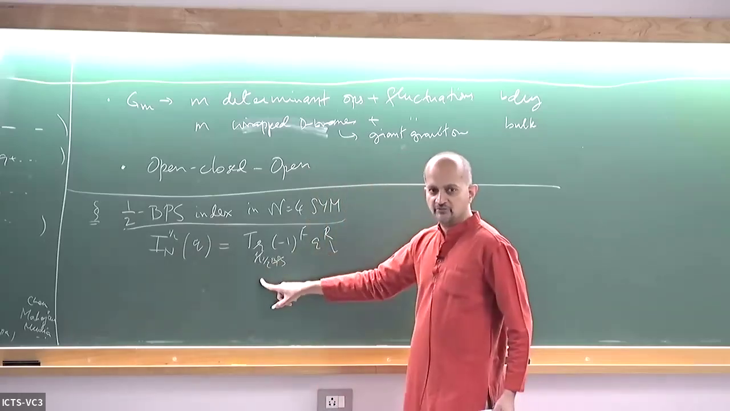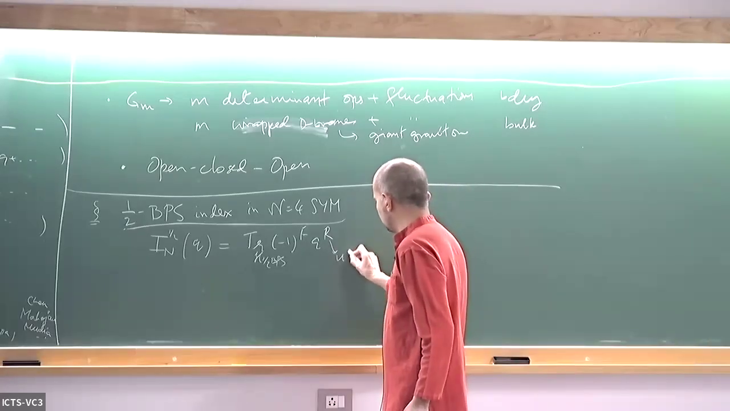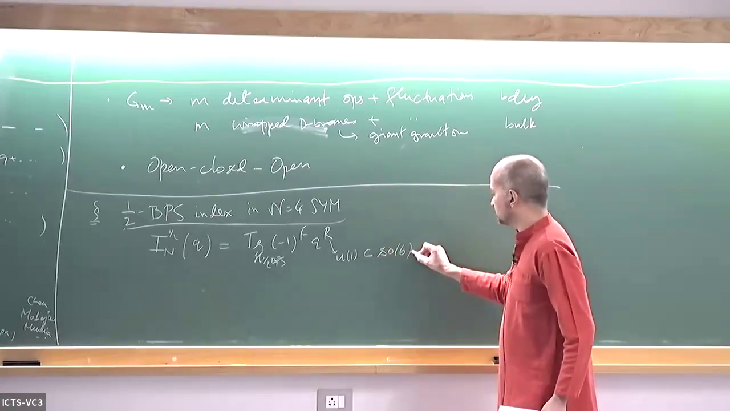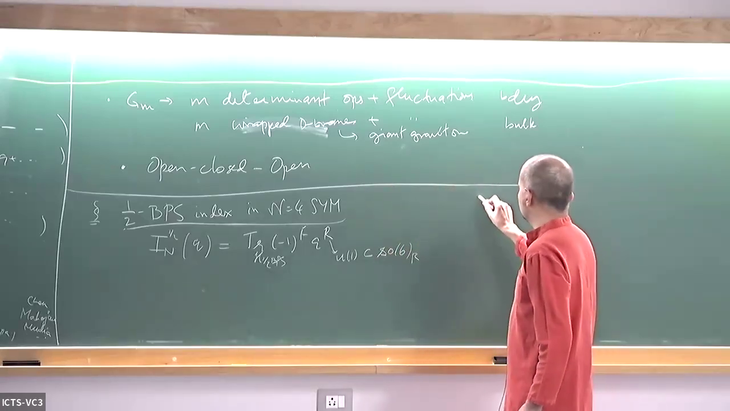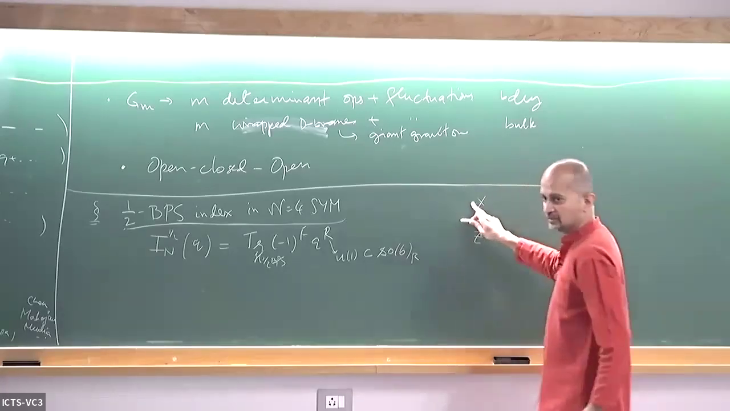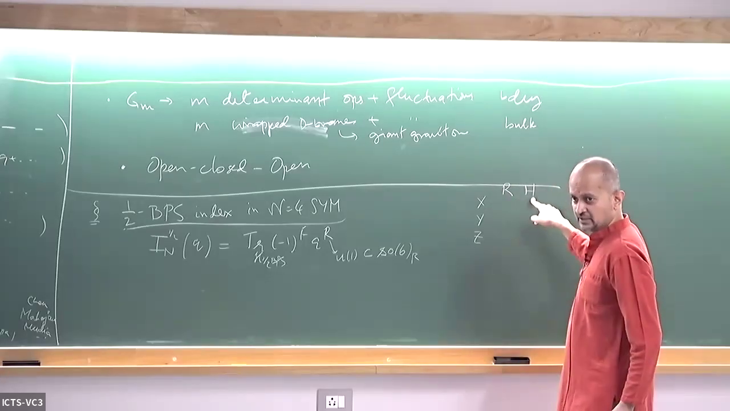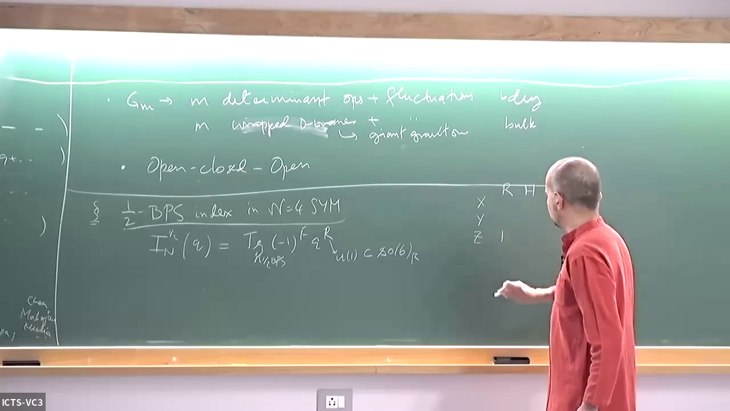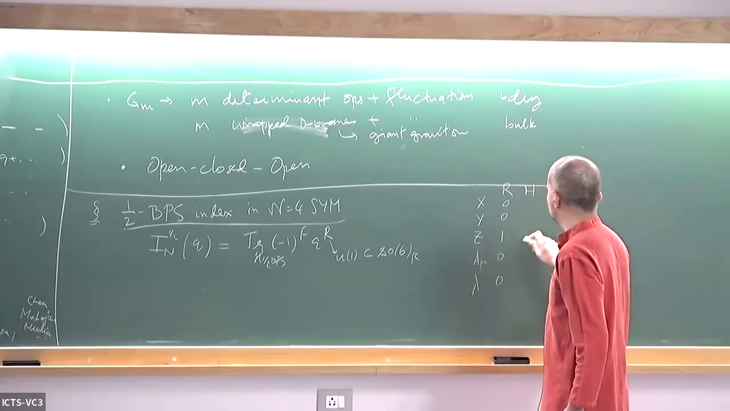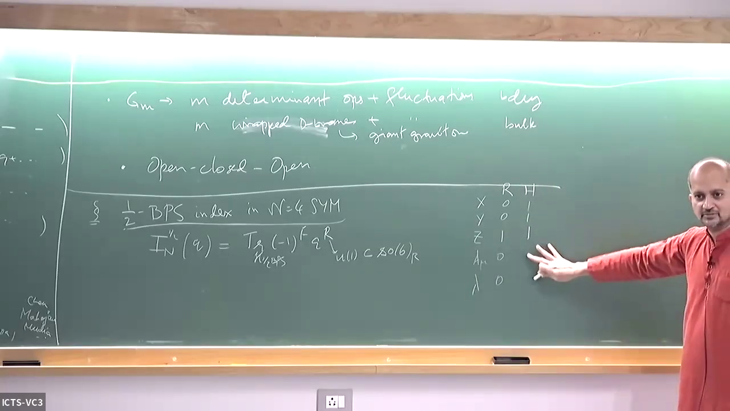It's a trace over the half BPS Hilbert space of (-1)^F q^R, where R is a certain U(1) inside the SO(6) R-symmetry. If you take the complex scalars of N equal to 4 super Yang-Mills, X, Y, Z, and ask what is R and the Hamiltonian scaling dimension, I'm going to pick one where this is 1 and everybody else is 0, and the Hamiltonian as well. I hope everybody understands what I'm saying.